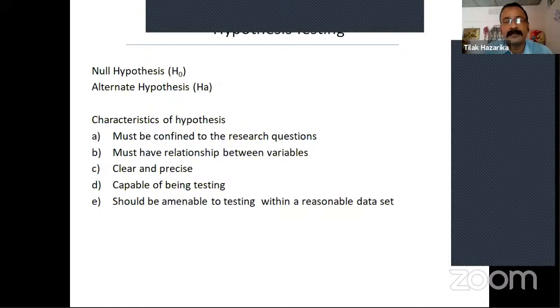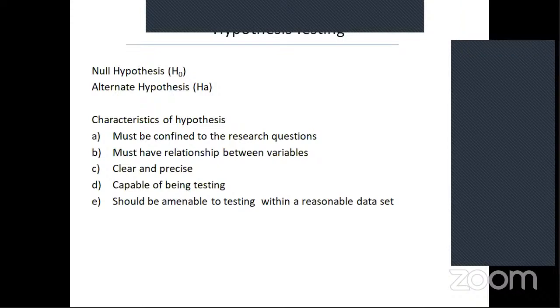Again, all the things are very closely related. Gauri, am I running out of time? Yeah, you can finish within 10 to 15 minutes.